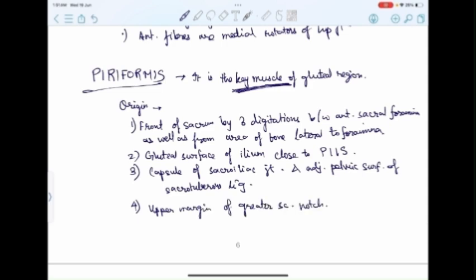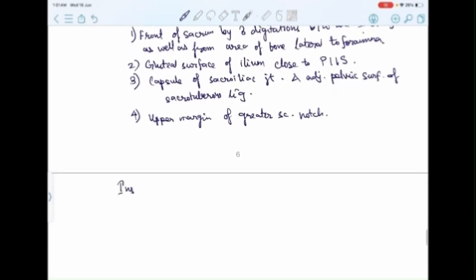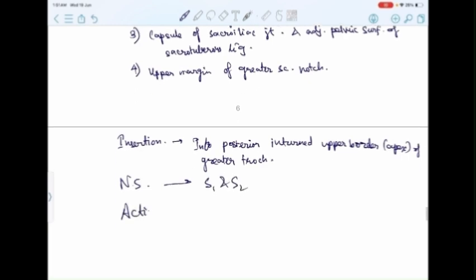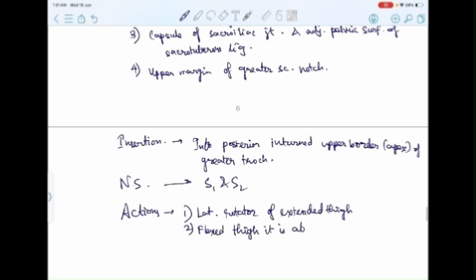I will share one small piece of information after this muscle is completed, which may come as a viva point. Insertion: into the posterior part of the upper border and apex of the greater trochanter. Nerve supply: S1 and S2. Actions: lateral rotator of the extended thigh; when the thigh is flexed, it is an abductor.